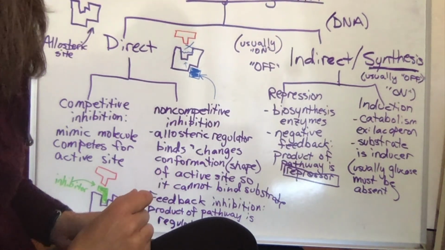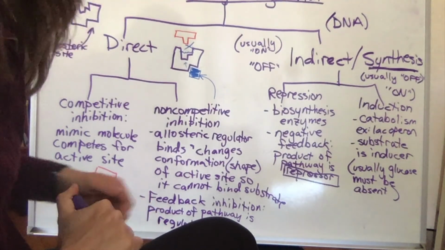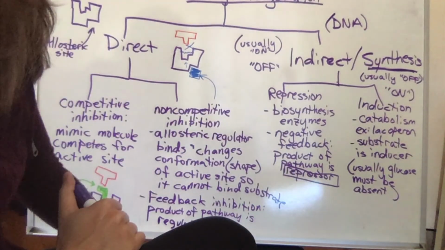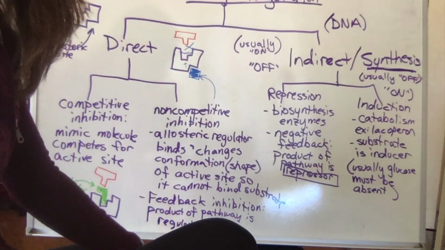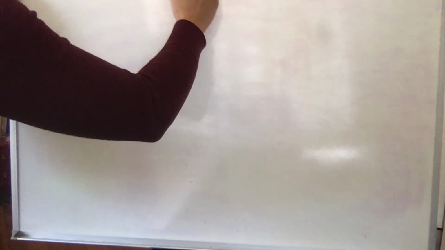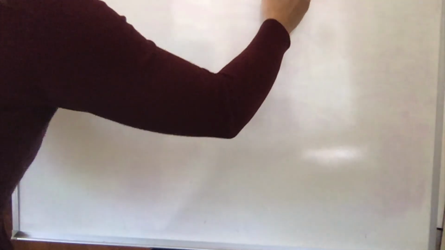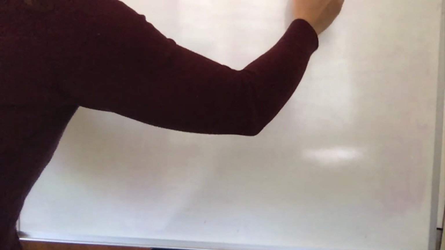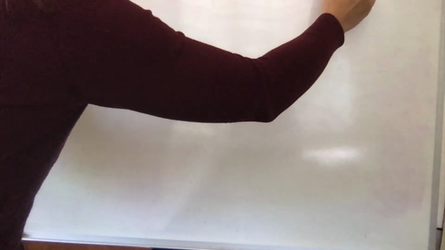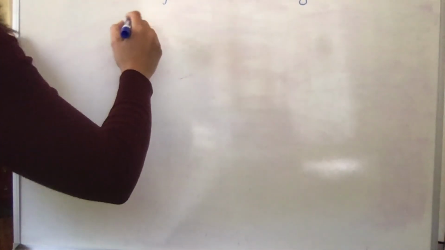Sorry. Usually glucose must be absent for these inducible operons to be turned on. Again, to enhance your understanding of synthesis level regulation, we'll get into this in a lot more detail in chapter 8, but just a basic concept here.